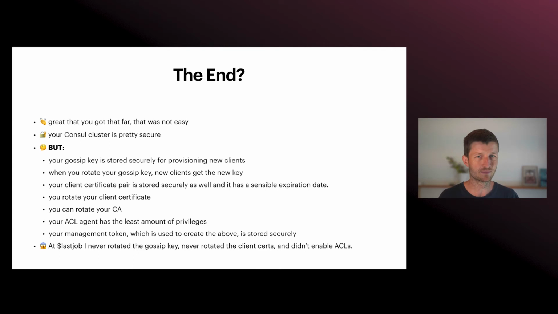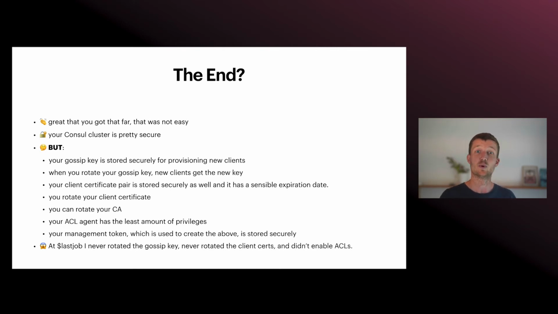But is it the end? No, it's unfortunately not the end. Because now you need to make sure the gossip key that you are using to provision new clients is stored securely. Like where is that key stored? It's a symmetric key. It's a secret, right? It needs to be stored encrypted. But how is it fetched during the provisioning? Is that secure? Because if it's not secure, if it's just on some public endpoint, then there's really no point in having it at all, honestly.